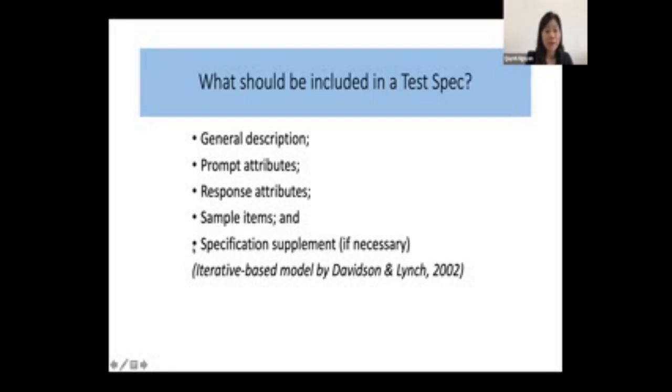And it may include specification supplements, for example, no more than 30% on grammar, like on past tense, 20% on future, for example, right? Or the subjunctive form of the verb, for example. So you can add more information in the test spec.